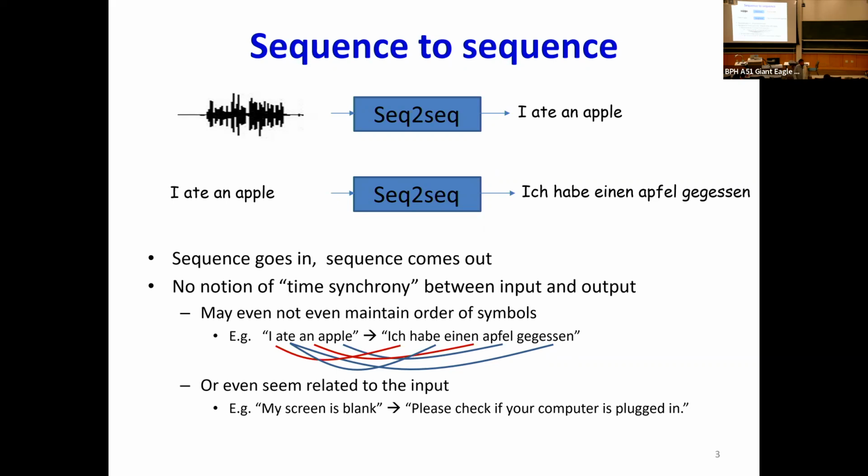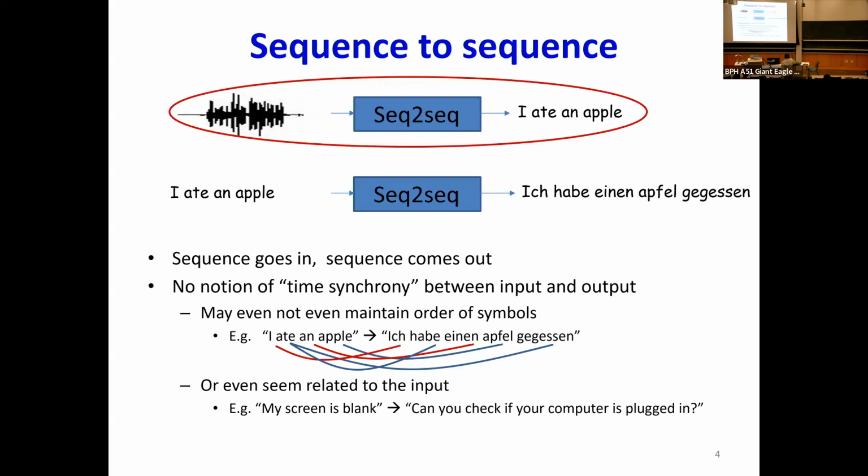In fact, you don't even have any correspondence between the number of symbols in the output and in the input. A single symbol in the input may map to two very separated symbols in the output. For example, "ate" goes to "habe" and "gegessen", and they are separated by several words. And in a dialogue system, what goes in might be a question, and the answer that comes out may have nothing at all to do with your input. Your question is, my machine's showing a blue screen, and the answer is, did you try rebooting it? There's no correspondence at all. So we have different kinds of problems.